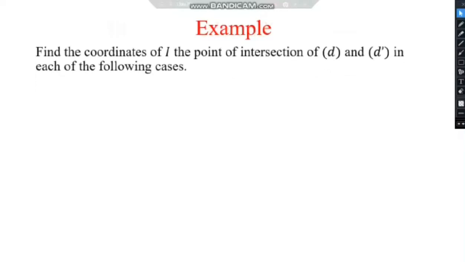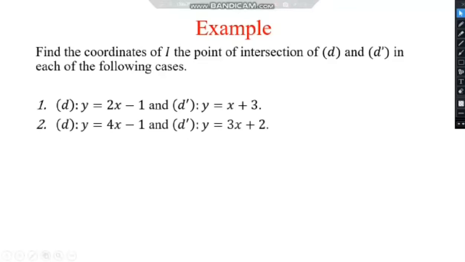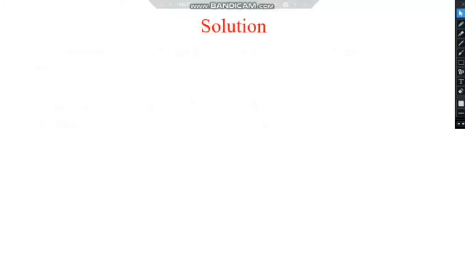I will give you some examples to know how to find the coordinates of the point of intersection of two lines. Here we are going to find the coordinates of I, the point of intersection between D and D prime. In the first example, D of equation y equal to 2x minus 1 and D prime of equation y equal to x plus 3. In the second part, D of equation y equal 4x minus 1 and D prime of equation y equal 3x plus 2.